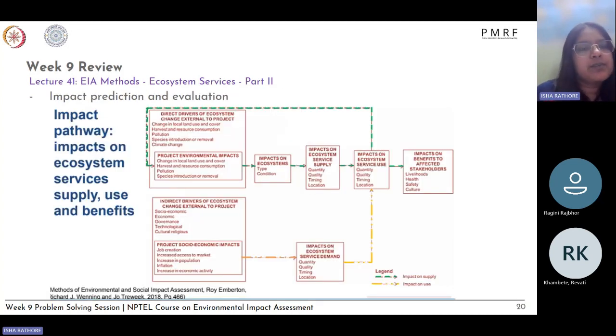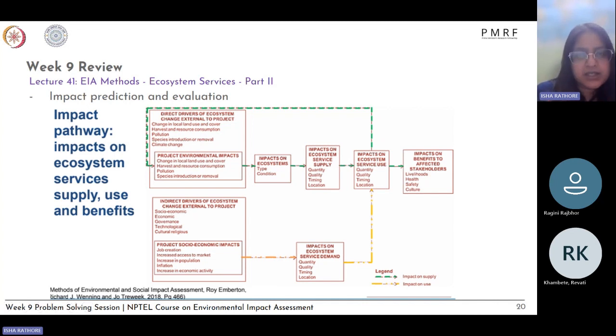So then you do the impact prediction and evaluation. For predicting the impacts on ecosystem services, supply, use, and benefits, first you see the direct drivers of ecosystem change which are external to your project. So any changes in local land use, cover, harvest and resource consumption, pollution, species introduction or removal, climate change. So you consider those. Then you consider your project's environmental impacts.